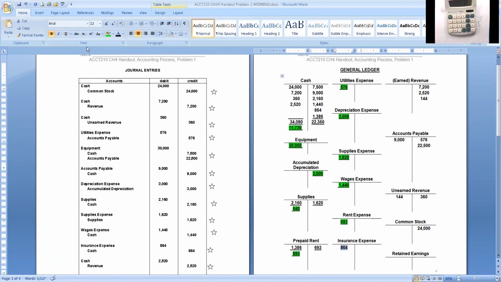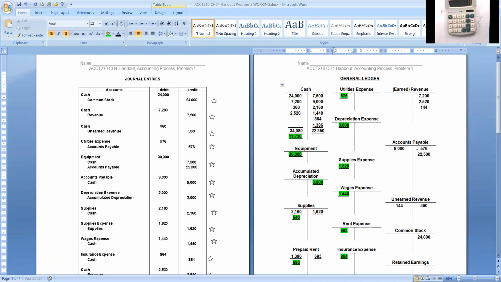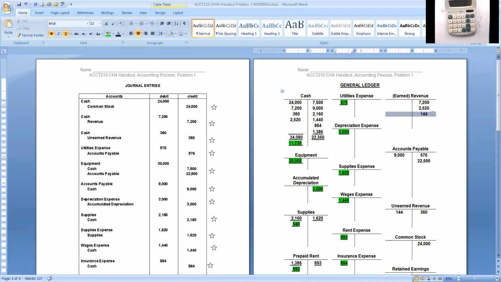I'm just kind of highlighting all these. All right, so we have to add that one up. Those are all going to be credits. Revenues are always credits, unless something strange happens, like an error or something like that.